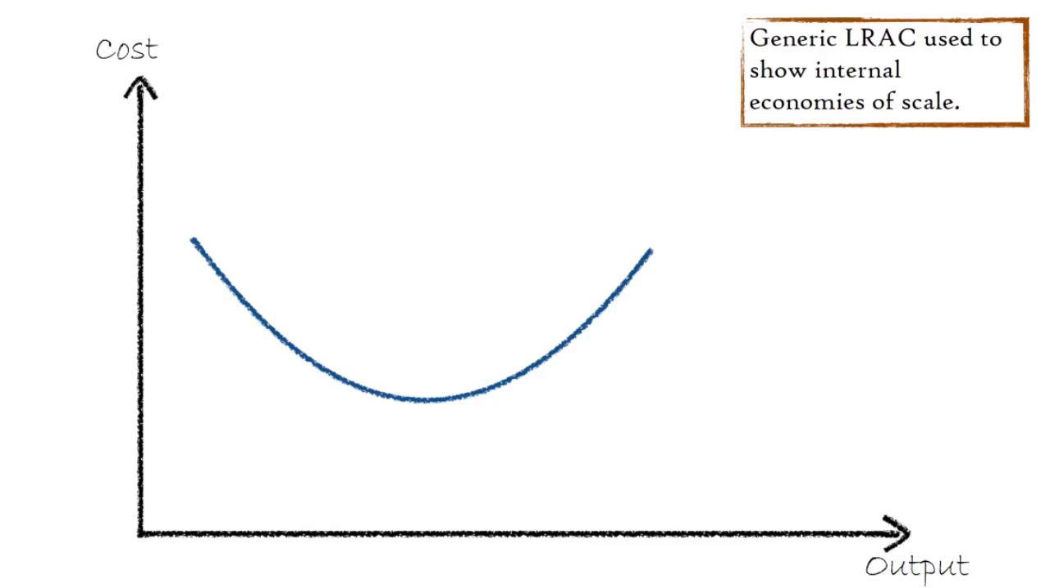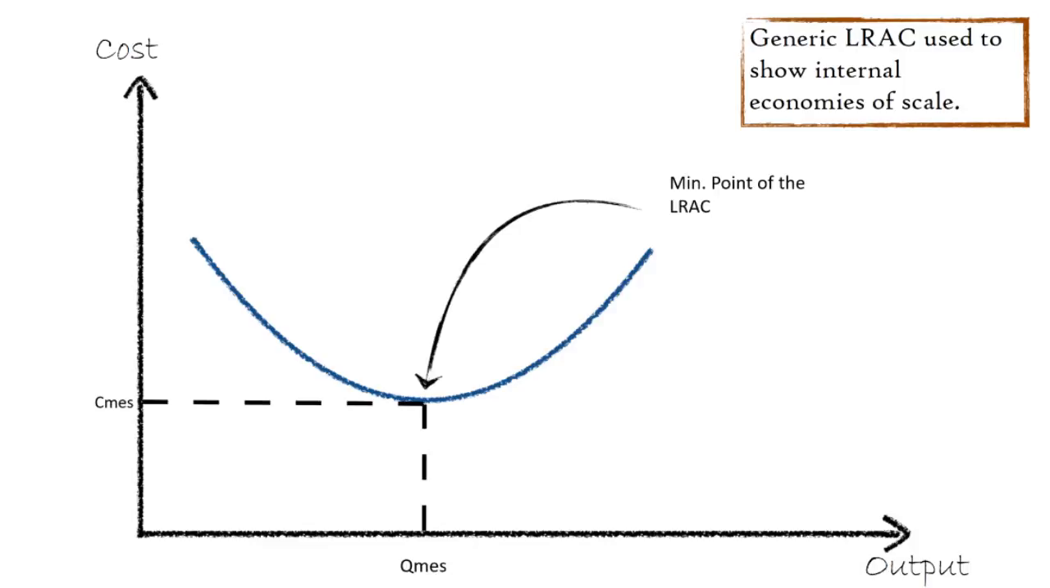So let us recall the generic LRAC you were first introduced to. It's basically a U-shaped curve with a minimum point of the LRAC, which you would draw dotted lines down to the x-axis to find your QMES. After which you basically can find the lowest possible average cost in this company. Now this curve is used to show that when quantity Q0 increases to Q1, your cost also decreases from C0 to C1, thereby showing that as scale increases, your average cost drops, and internal economies of scale is evidenced here.